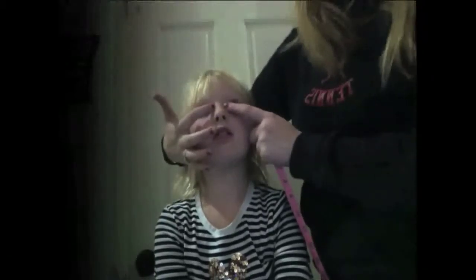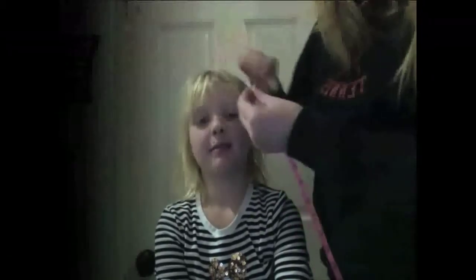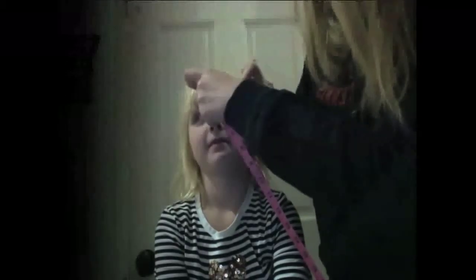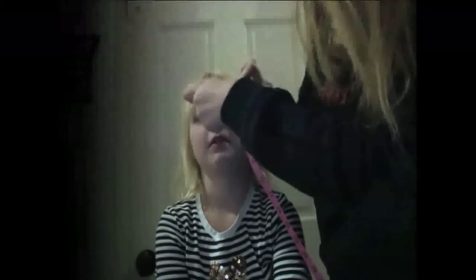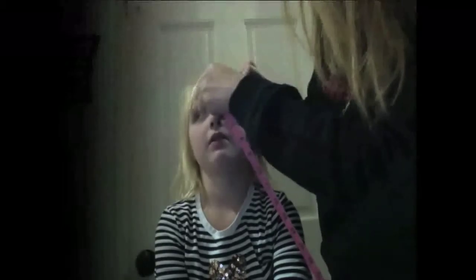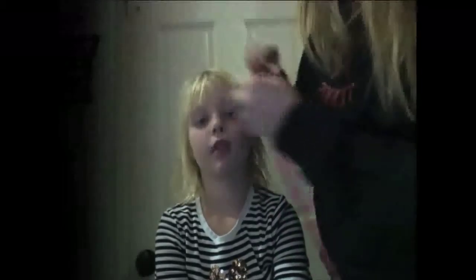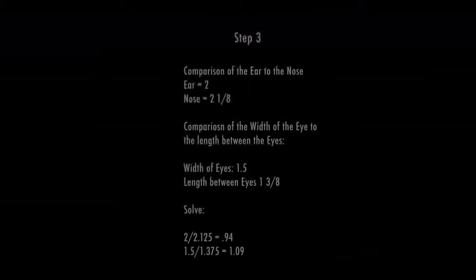Next, we measure the eye length between the middle, compared to the middle of the eye here. Her eye length, or width, is 1.5. And the part between her eyes is going to be 1 3/8. This one, we take comparisons of 2 similar length facial features and divide them to make ratios. We compare the ear to the nose and divide them to get 0.94. Then we compare the width of the eye to the length between the eyes and get 1.09.